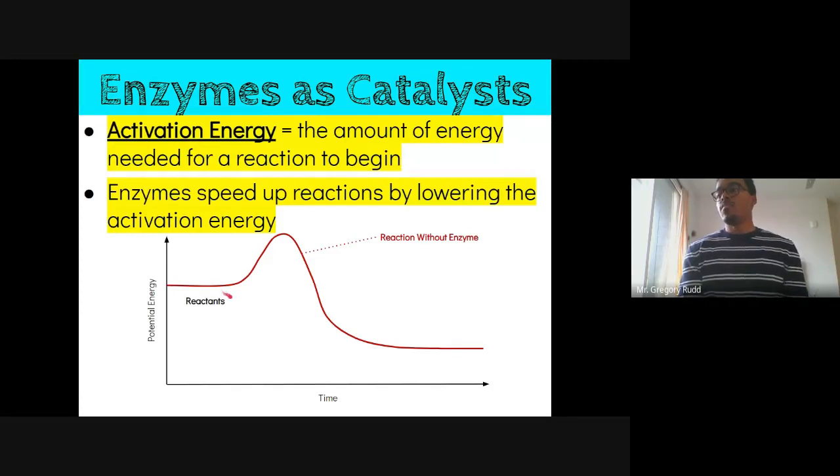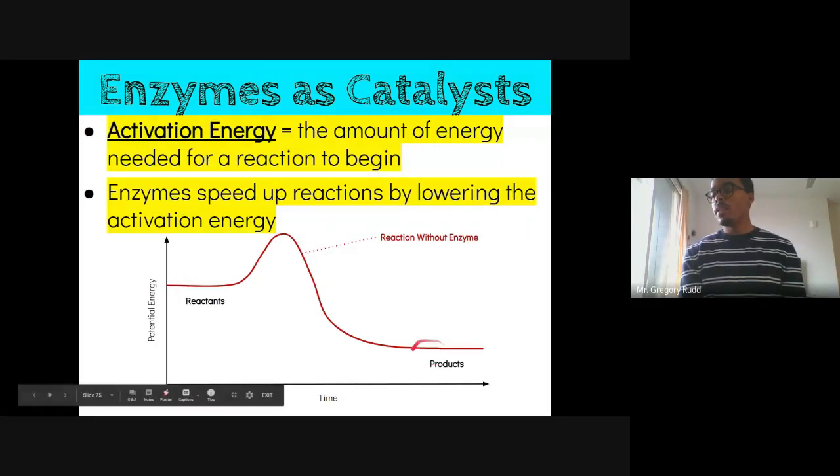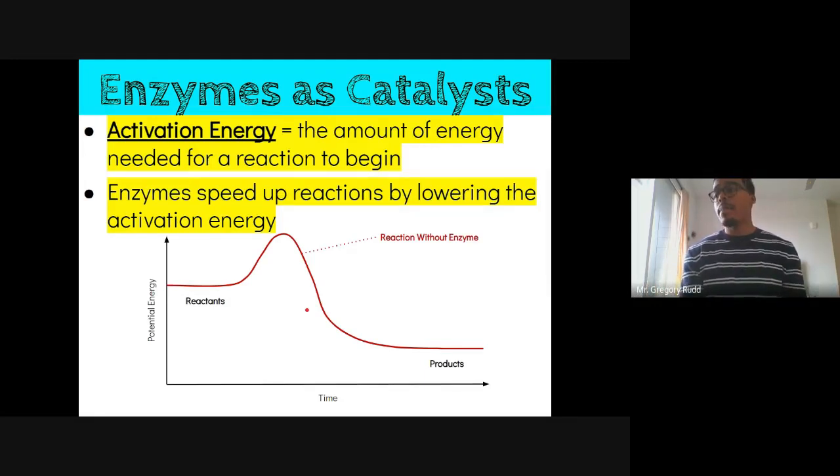So we can see we start off with reactants. They have to get up this hill. And then once they're at the top of the hill, they're just going to roll down and they will become products eventually. So a reaction is taking place here. And this reaction is not benefiting from the use of an enzyme.